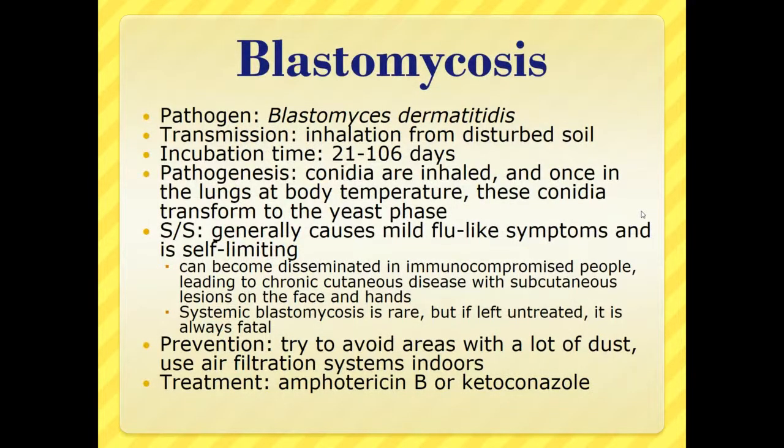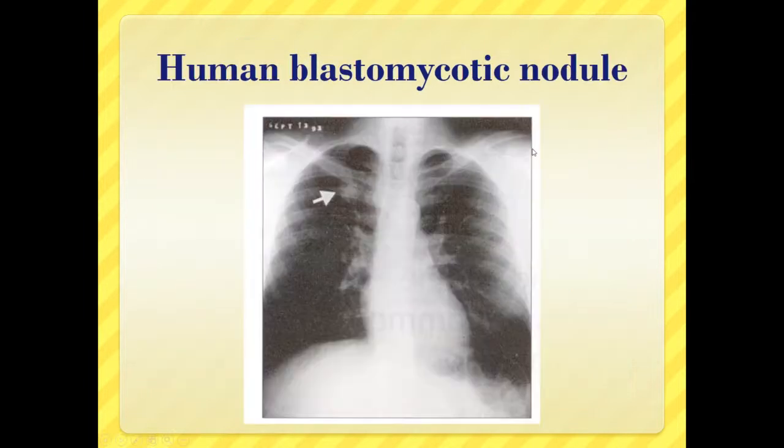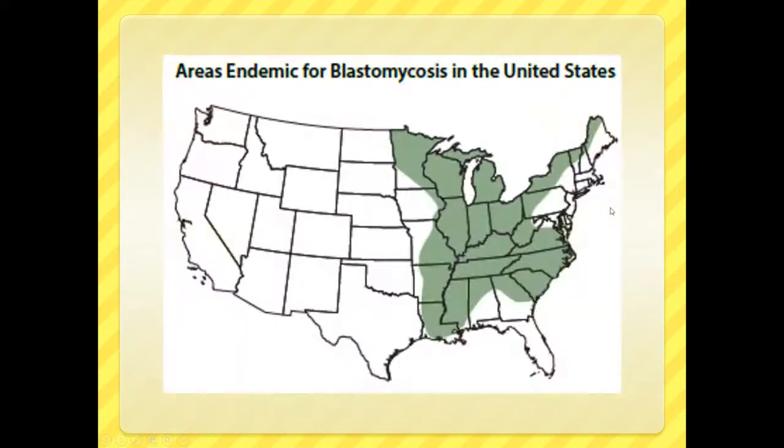Blastomycosis, again, causes mild flu-like symptoms, self-limiting, but for people who are immunocompromised, it can become disseminated, which means that it can go basically systemic. It's rare, but it's always fatal. So here is an x-ray showing a nodule where the fungal spores have been inhaled.